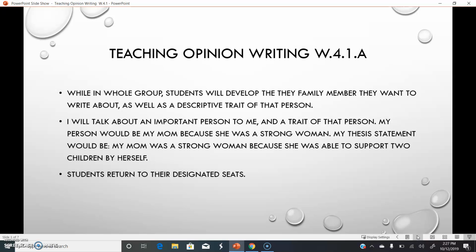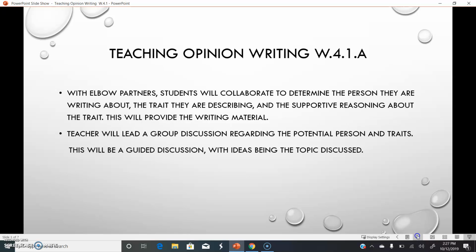If your student has not developed a person or a trait, please help them do so. With their elbow partner, students will collaborate to determine the person they are talking about, the trait they are describing, and the supportive reasoning about that trait. This will provide their writing material. As a parent, you can assist in this process. If they've said it's their aunt because she's beautiful, well, why is she beautiful? And give some supportive reasoning.